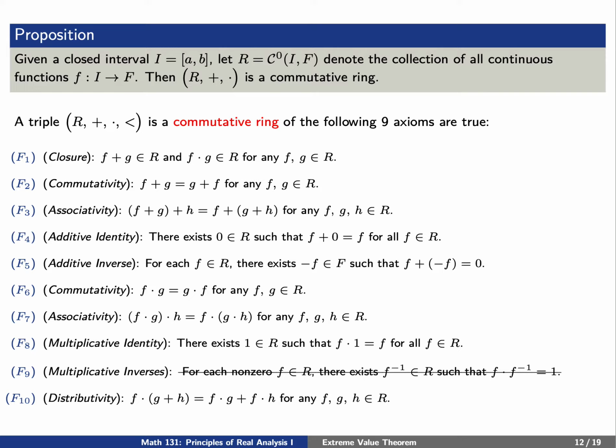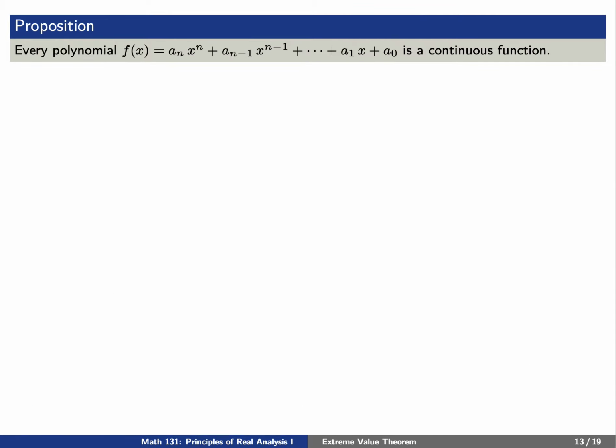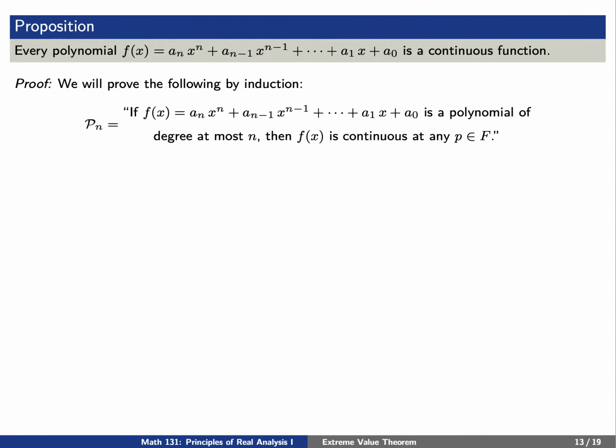Actually, axioms just F1, closure. That is that the sum is a continuous function and the product is a continuous function. We're going to use all of this now to prove that every polynomial is a continuous function. We're actually going to prove this by induction on the degree n.